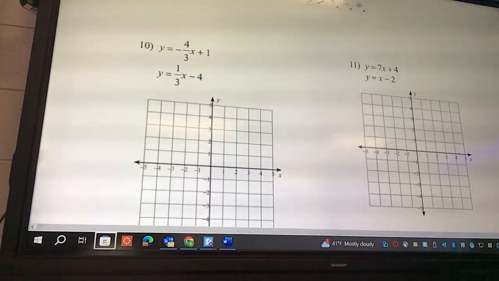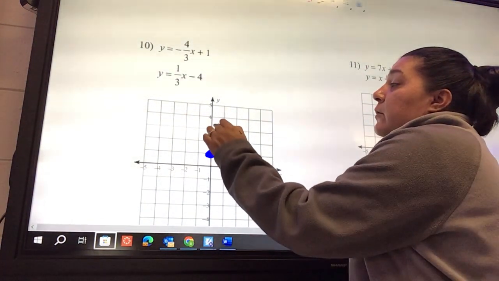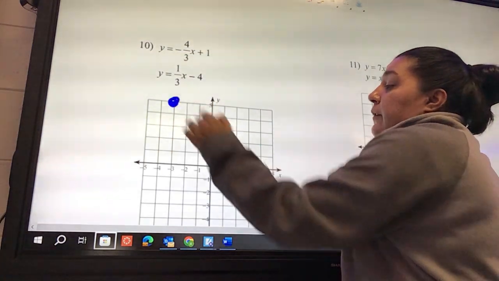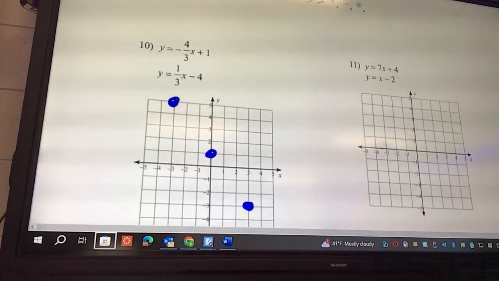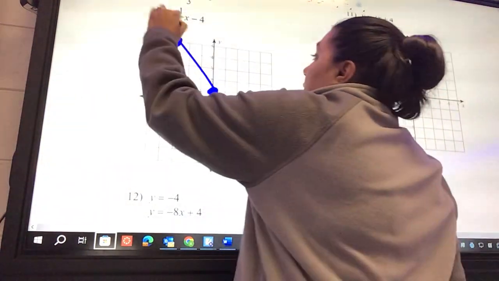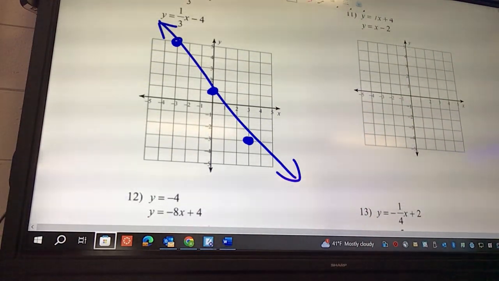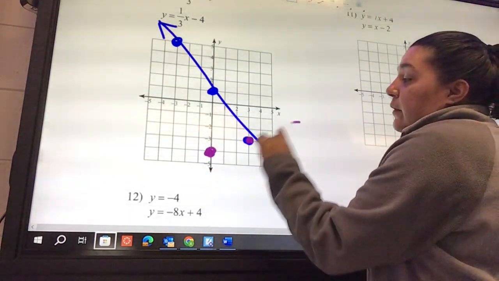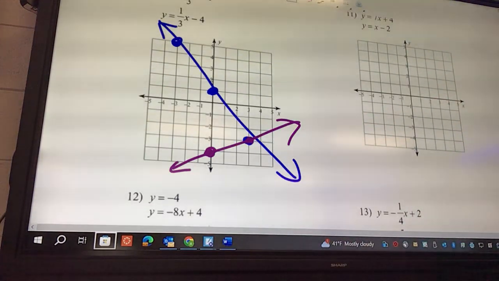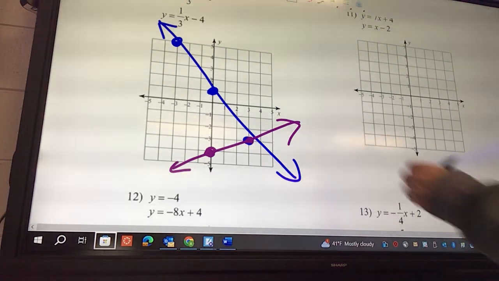Okay, 10, line 1 starts at 1. And we're gonna go up 4 over 3. 1, 2, 3, 4, and then to the left 3. Line 2 is gonna start at -4. And we're gonna go up 1 over 3. Okay, and so that's going to be 3, -3.